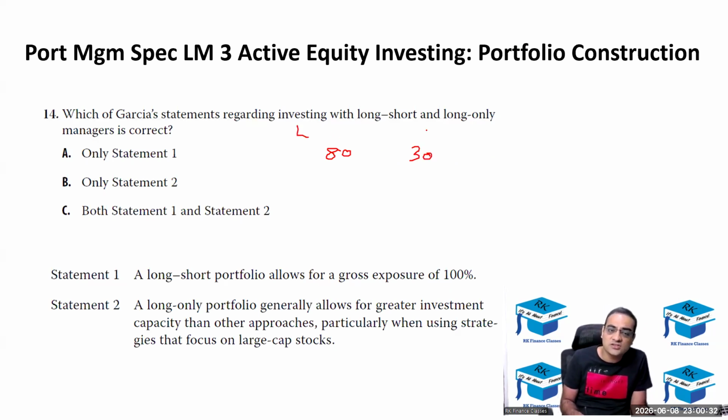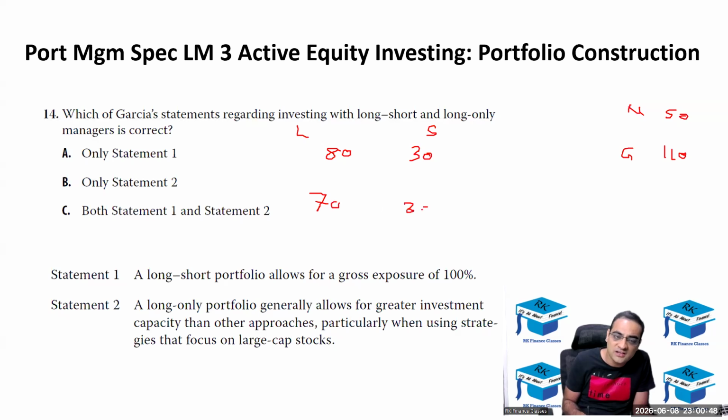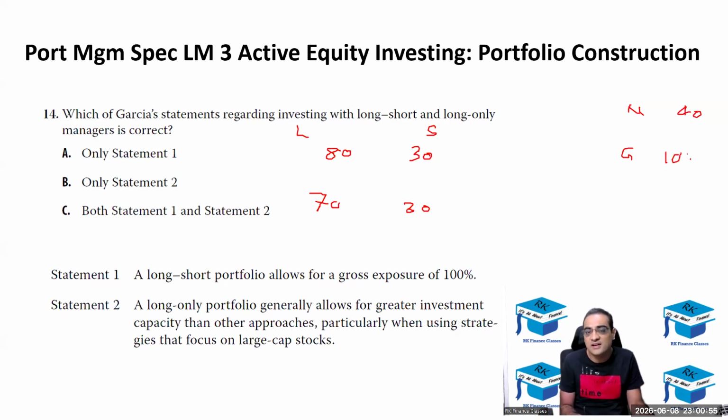If 80 long and 30 short, the net position would be 80 minus 30, which is 50, and gross would be 80 plus 30, 110. So in this case, gross is not 100. But what if I take long 70 and short 30? Net would be 70 minus 30, that would be 40, and gross would be 70 plus 30, 100. So it's not necessary that there will always be a gross exposure of 100.